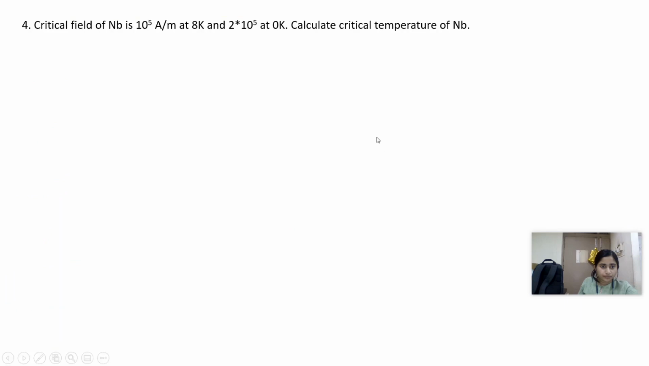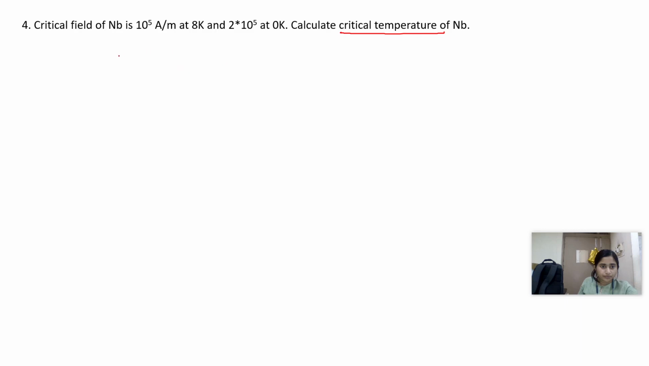The problem is: the critical field of niobium, Nb, is 10 to the power 5 ampere per meter at 8 Kelvin and 2 times 10 to the power 5 at 0 Kelvin. Calculate the critical temperature. Till now, in the problems we solved, you had to calculate the critical field. Now we are going to calculate the critical temperature. The formula is the same, but understanding the formula, using the formula and solving the problem is more important.